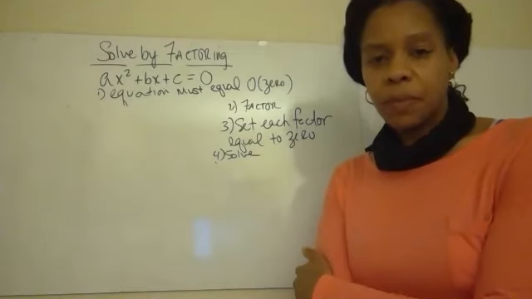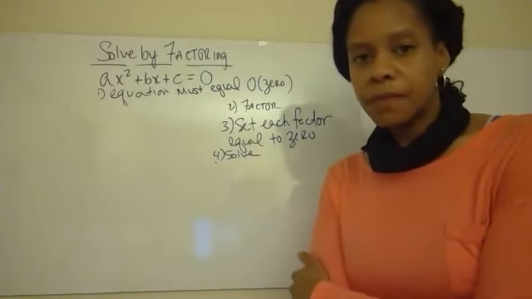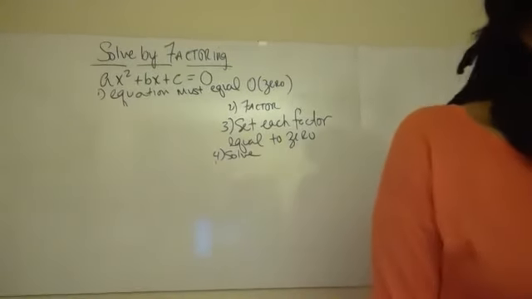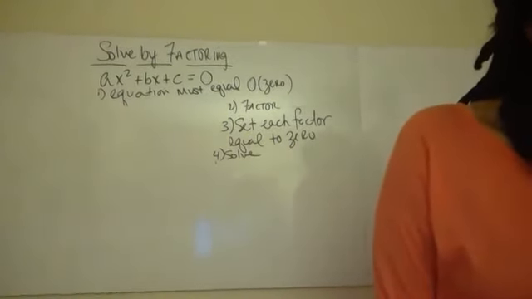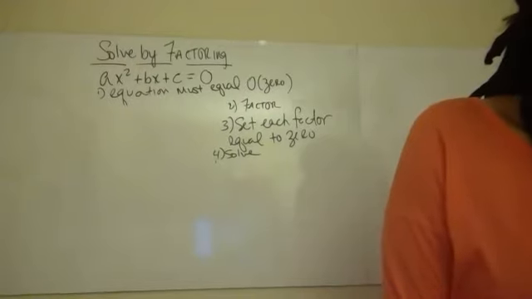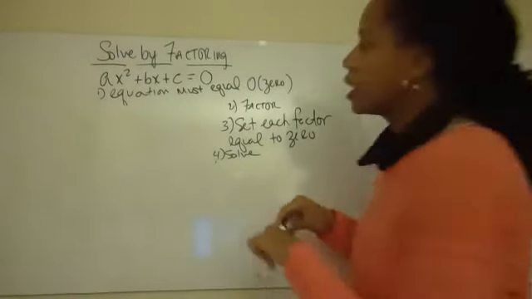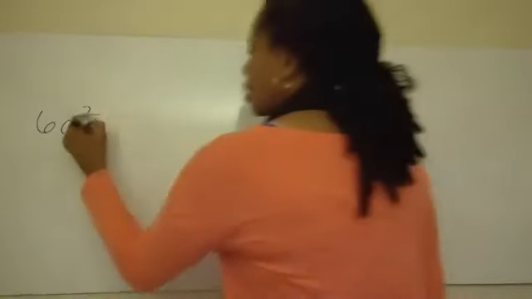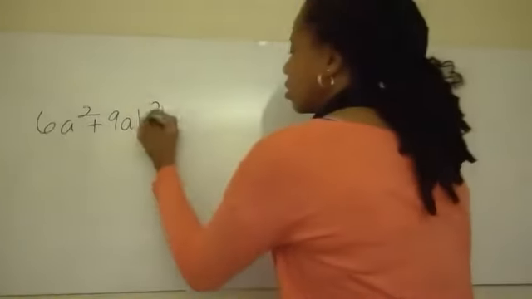Can we go back over 6a squared plus 9ab squared plus 6ab plus 9b cubed? Yes. Let me find it. I have it in my book. All right. 6a squared. Let me erase all of this. Plus 9b squared.